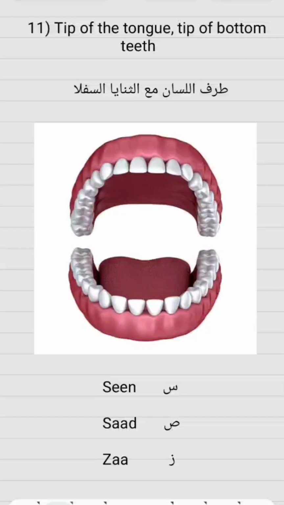So what happens is the tip of the tongue makes contact with the tip of the bottom teeth, right? So I have this diagram which makes it a bit easier to see. This tip of the tongue here is going to make contact with the tip of the bottom teeth, right? So not the roots closer to the gum, the tip closer to where the teeth actually end. So the bottom two teeth, the tip of the tongue is going to come here and it's going to touch there at that point. And that's where we pronounce sin, sod, and za from.